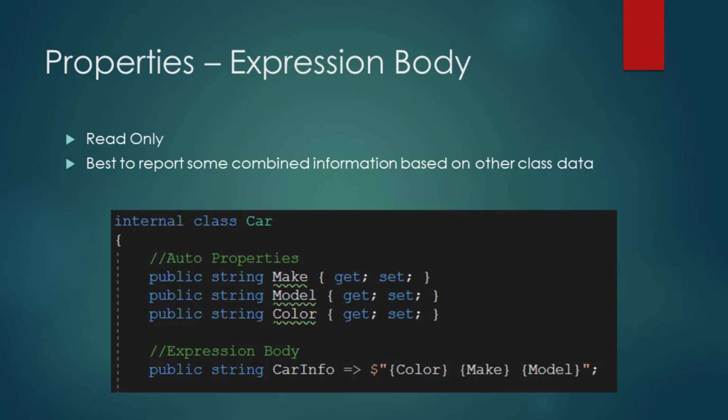Our final type of property is a read-only property known as an expression body definition. Basically, this property will return some expression as a result. In our example, we can see that if we were to call car info, it would return a string that combines the make, model, and color into a single string.